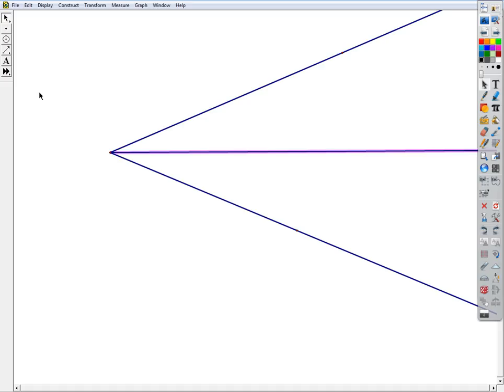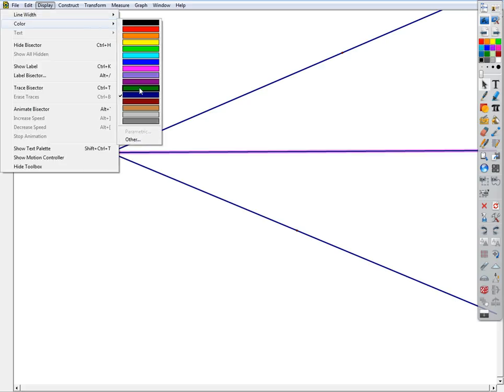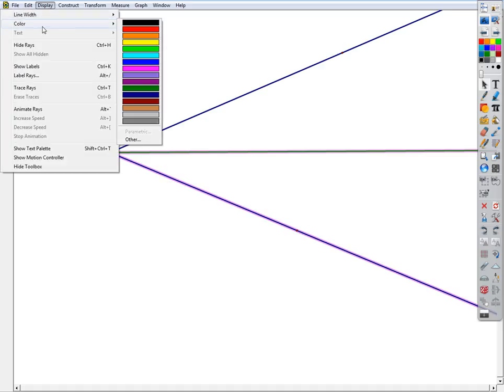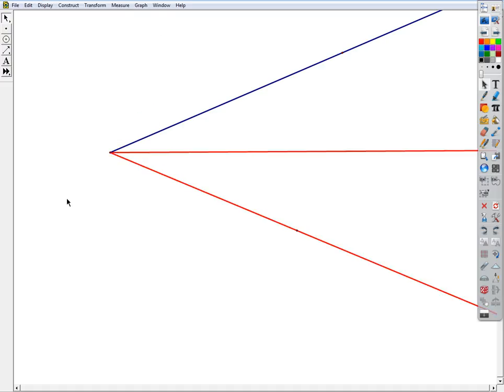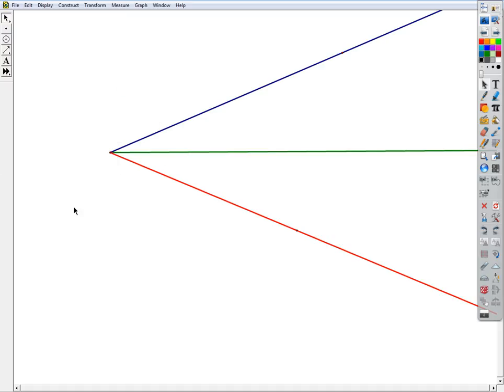Let's kind of color code these a little bit. Let's make that middle one green, so we can talk about it in terms of color, and let's make the bottom one, how about red? There we go, okay? So what we want to do, we've got this angle bisector.